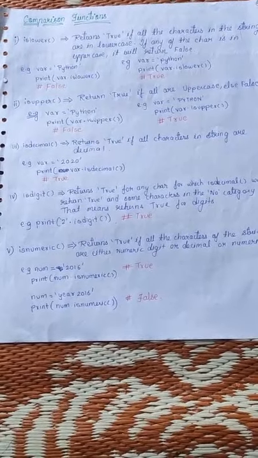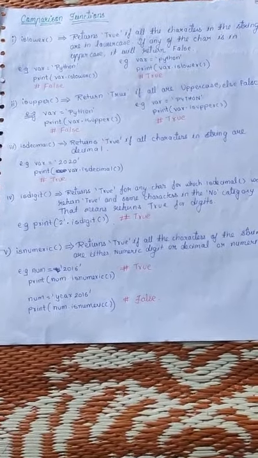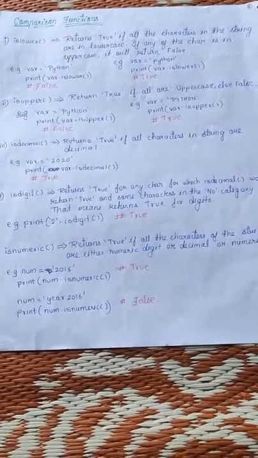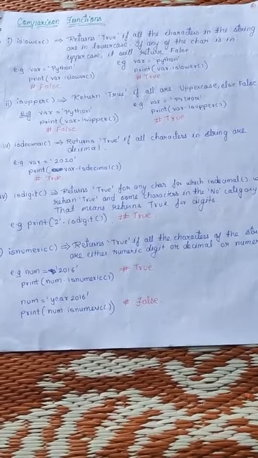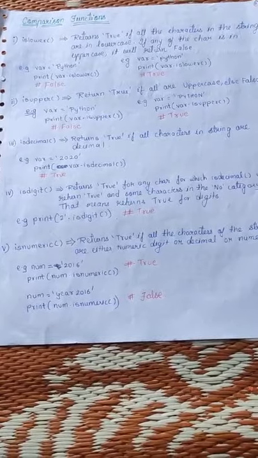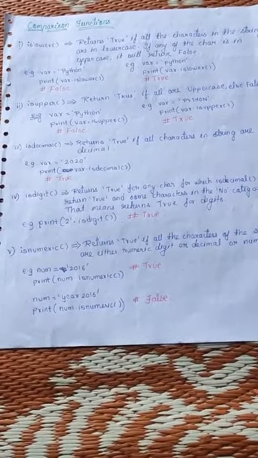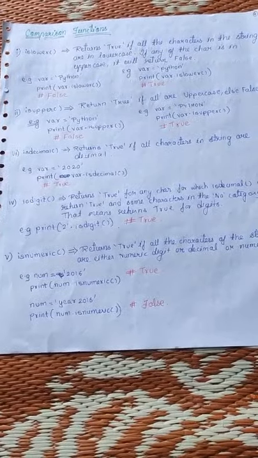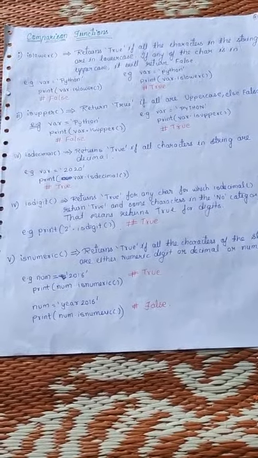Now the next function types are comparison functions. That means we are going to compare the given string with different types. Suppose I want to check whether the given string is in lower case, whether it is in upper case, whether it has some decimal value, or whether all the characters in the string are digits, etc. Let's see one by one.